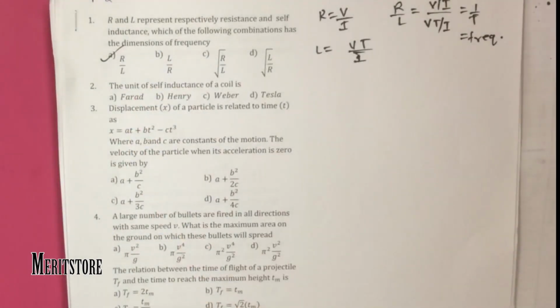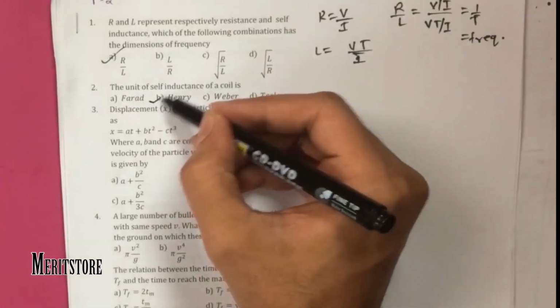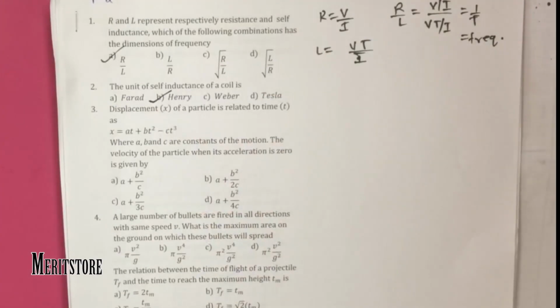Question 2. The unit of self-inductance of a coil is? The unit of self-inductance of a coil is Henry. Option B.